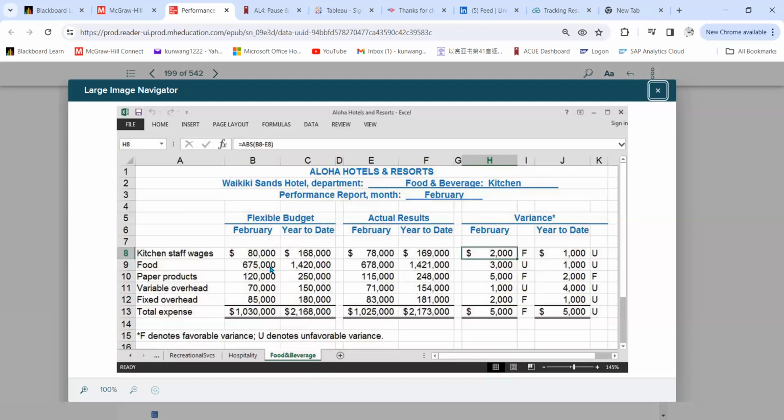But it's not given by the book. Oh yeah, that assumes what I'm saying, for example, like our budget, right? So we can get the idea because February is 80,000 and year to date is 168. Then I think the January flexible budget should be like 88,000. So use the year to date minus the February.